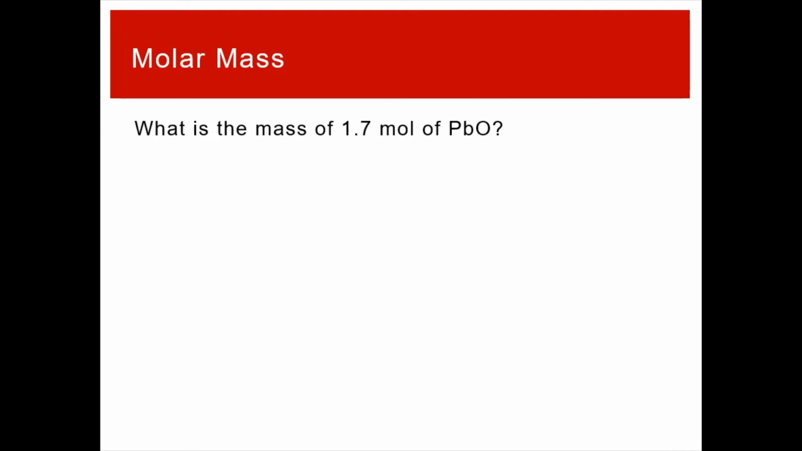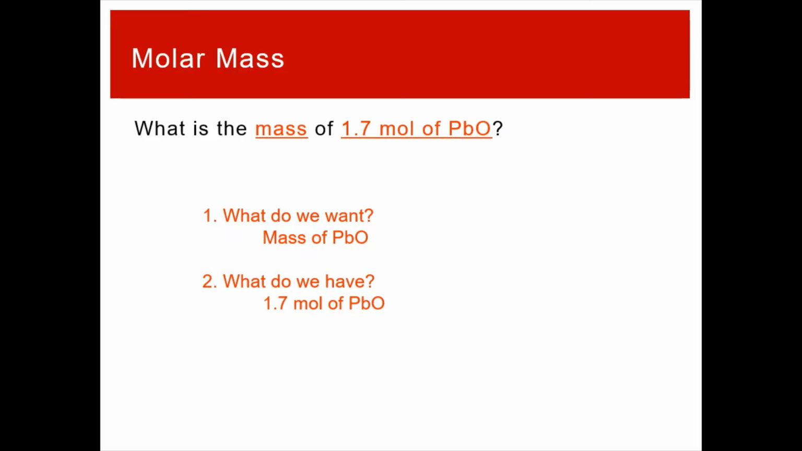Let's use it. What is the mass of 1.7 moles of PbO? What do we want? I want the mass of PbO. We can see there's no number associated with it. That is the units we're after, so grams, kilograms, something like that. What do we have? What numbers are we given associated with units? Moles of PbO, lead(II) oxide. So we have moles, and we want to convert into mass.